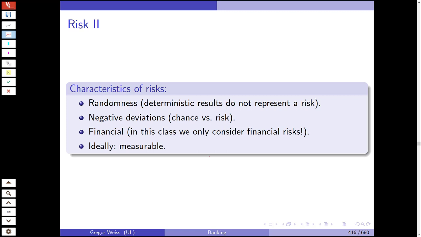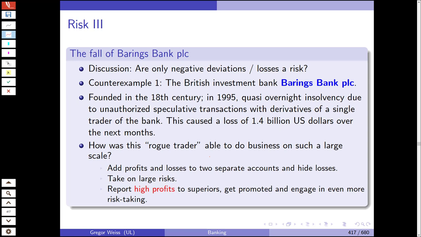And ideally, it should be measurable. I'll give you a couple of examples where you can see how multifaceted risk can be. So first, the fall of Barings Bank, PLC. And this is the discussion: are only negative deviations or only losses, do they pose a risk?